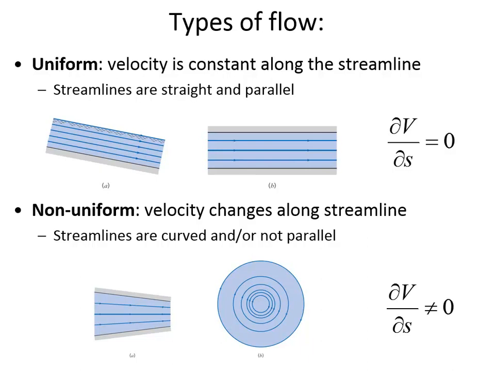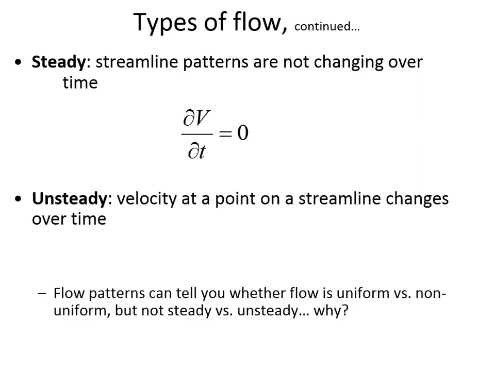And so remember, steady versus unsteady is all about time. How do conditions change with respect to time? Uniform versus non-uniform is talking about position. How does velocity or some other aspect of flow change with the position in the flow field? Any questions so far?